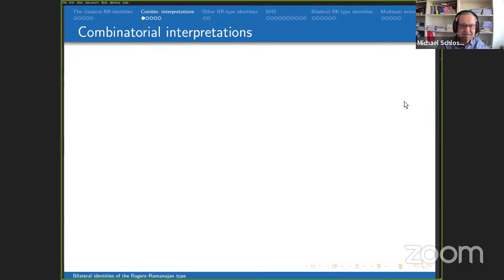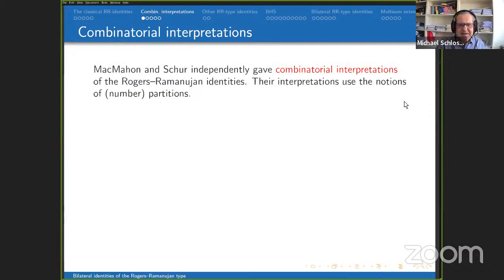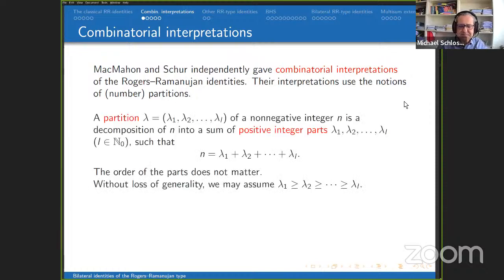So I want to then show you in some detail the combinatorial interpretations. MacMahon and also Schur independently gave combinatorial interpretations, and the interpretations use notions of number partitions.